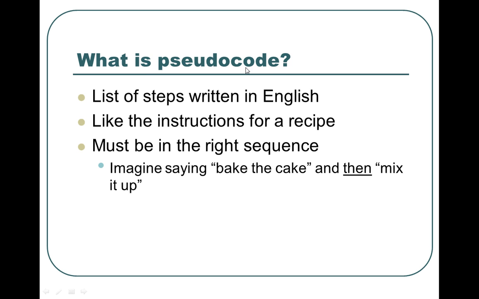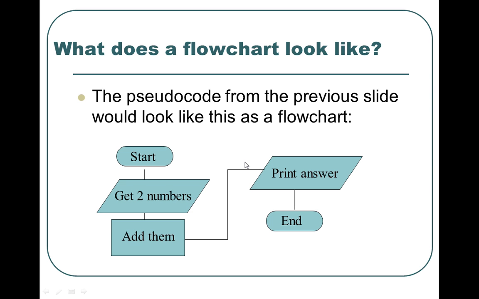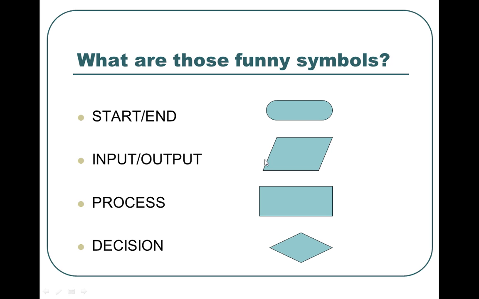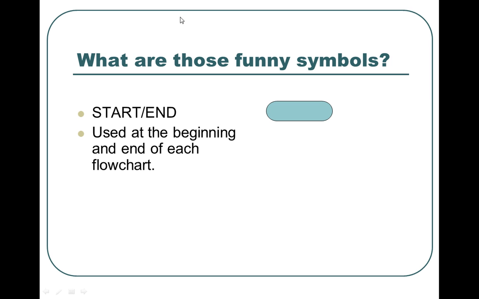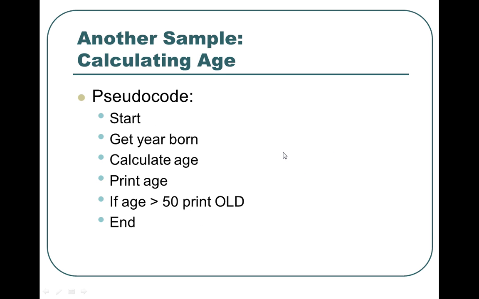Then we also talked about what pseudocode is. A program written in English is known as pseudocode. This is an example of pseudocode for the question of addition of 2 numbers. This is what a flowchart looks like. We can use it by representing the symbols. There are multiple symbols that are used, like start, input, output, process, and decision.